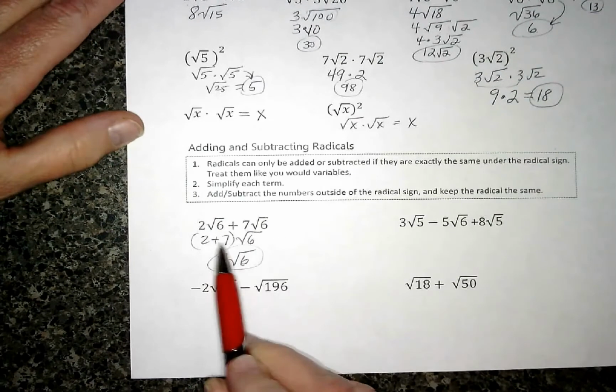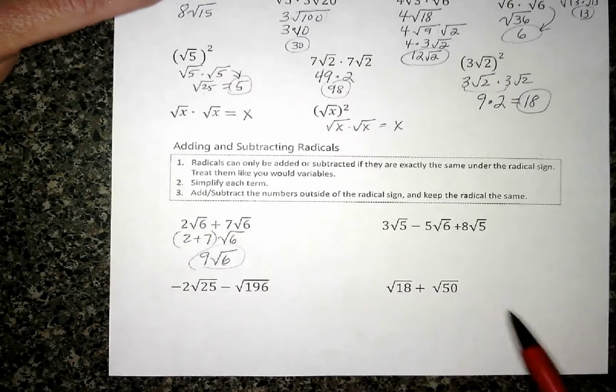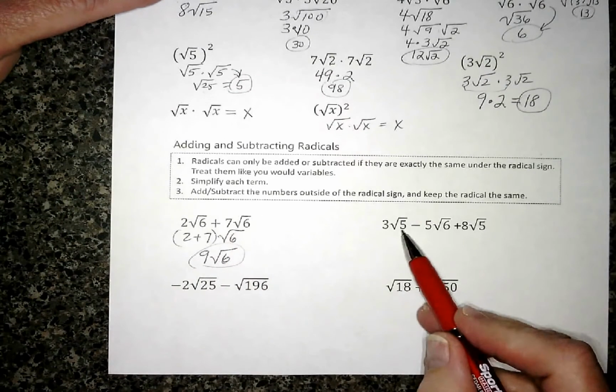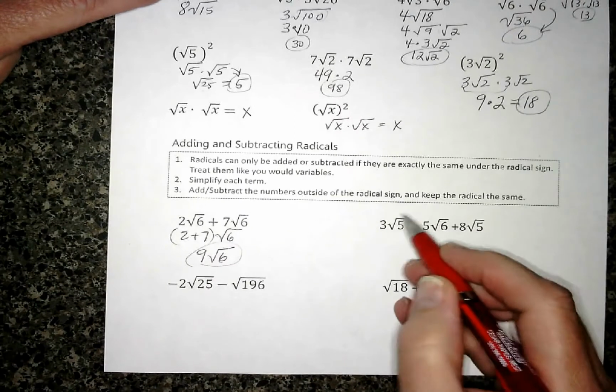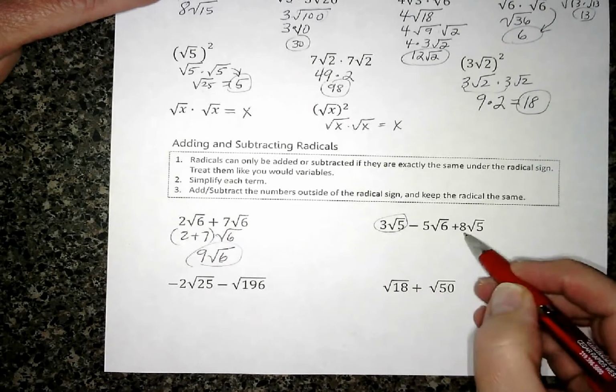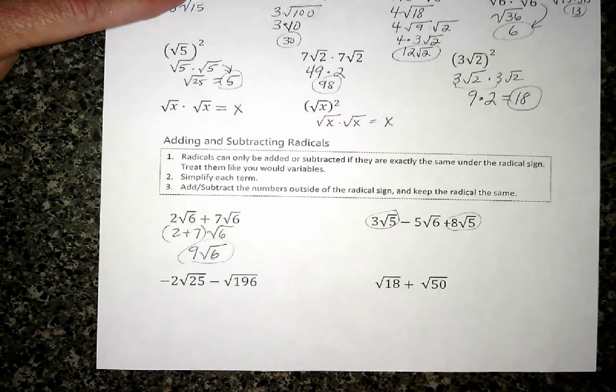You don't have to do this step. I'm just showing it to be helpful for the notes. Square root of 5 here, square root of 6 here, and square root of 5 here. So the two that have the square root of 5 would be considered like radicals or like terms. I can add or subtract those together.